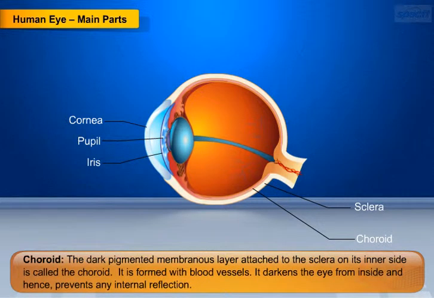Choroid. The dark pigmented membranous layer, attached to the sclera on its inner side, is called the choroid. It is formed with blood vessels. It darkens the eye from inside, to prevent internal reflection.